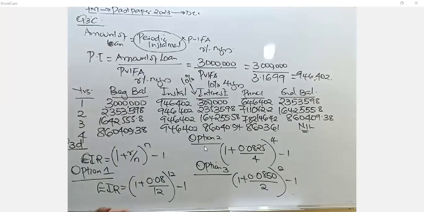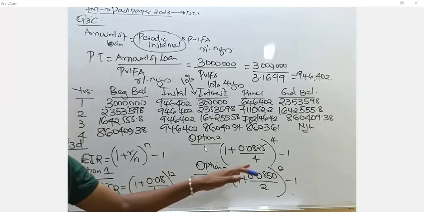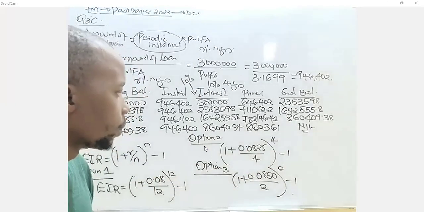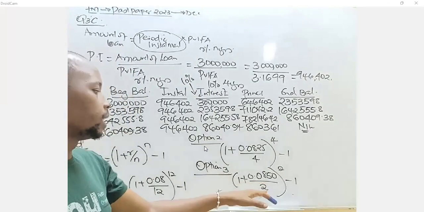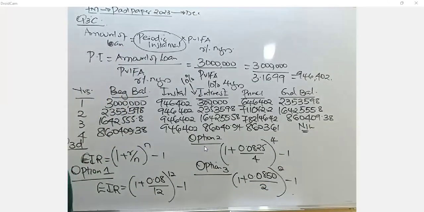I think these ones are not confusing you. For monthly, in a year we have 12 months. Because here we are analyzing on a quarterly basis, we have 4 quarters in a year. Then when you subdivide your year into 2 parts, you count half year 1 and half year 2. So let me start by computing the first one.